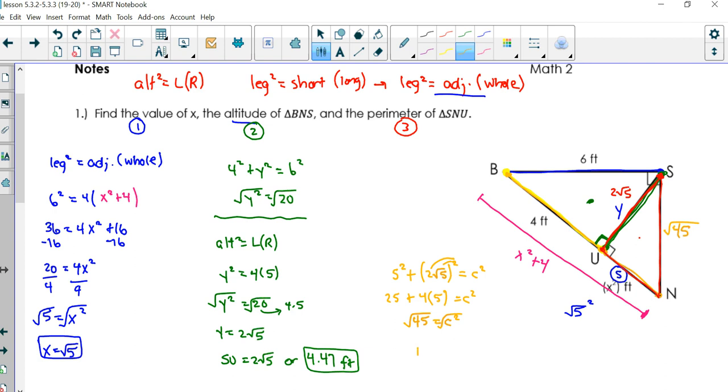So for the perimeter, I'm going to say perimeter equals 5 plus 2 square root of 5 plus square root of 45, which could be simplified as well, but I'm going to approximate this perimeter anyways. So if I put that into my calculator, I'm going to get that the perimeter is about 16.18 feet. Okay, remember, x values we want as an exact answer, while lengths of segments, perimeters, and areas we want as approximate answers. It's more authentic. Okay.